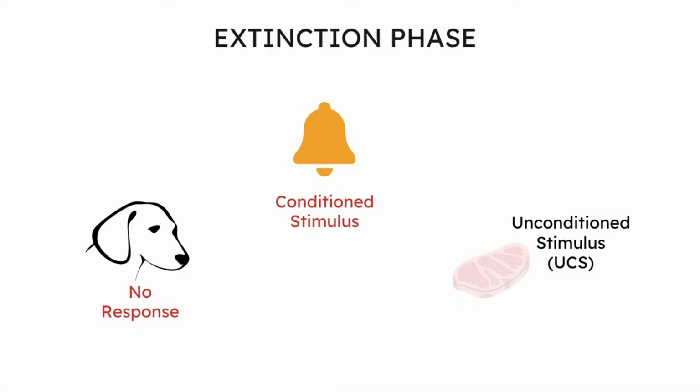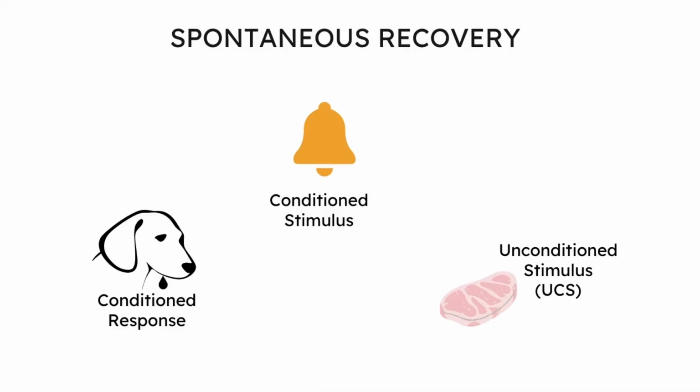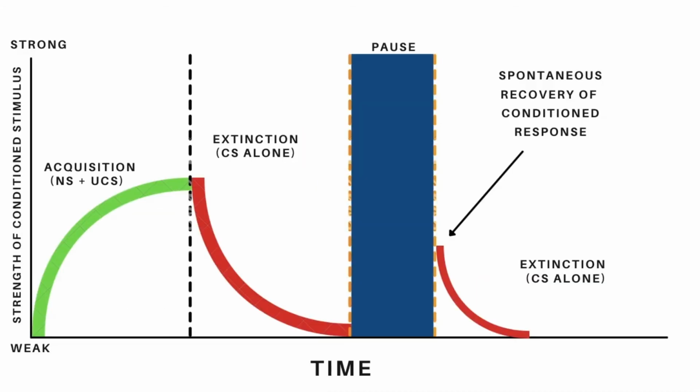Pavlov found that while during the extinction phase the dogs did not salivate to the sound of the bell, after a break or a pause or a rest period, the sound of the bell again elicited the salivation, thereby demonstrating the spontaneous recovery phenomenon. Graphically, this can be plotted as shown here in this graph. We can see that following the pause, there is a spontaneous recovery of the conditioned response as shown here by the arrow. The occurrence of spontaneous recovery shows that extinction conditioning does not lead to unlearning the stimulus-response mappings we learn during the conditioning process.